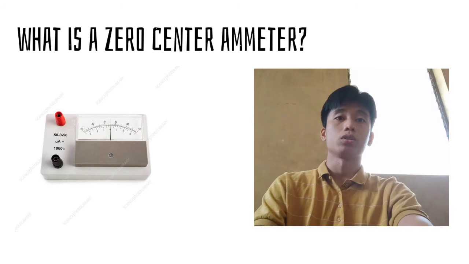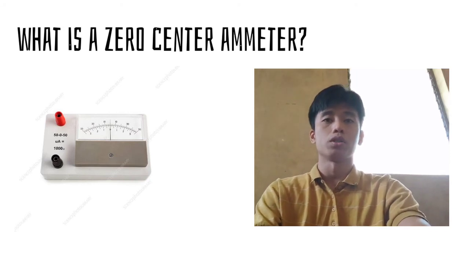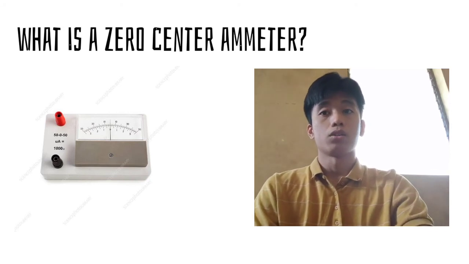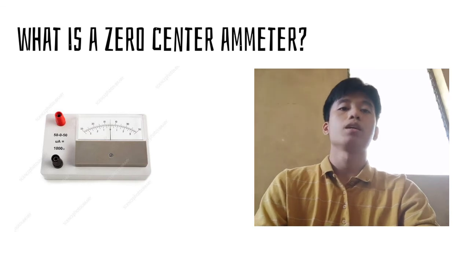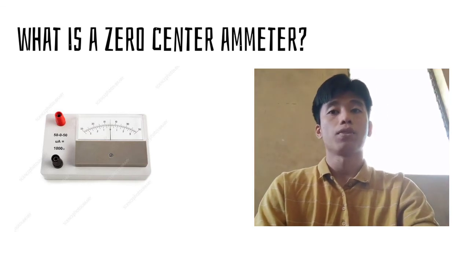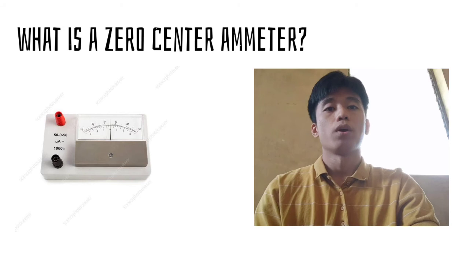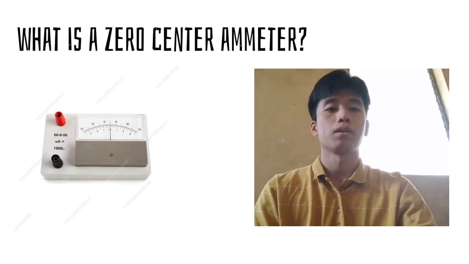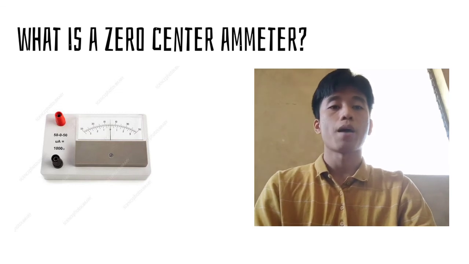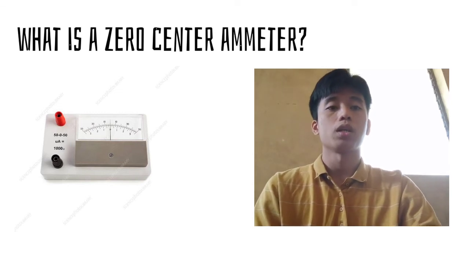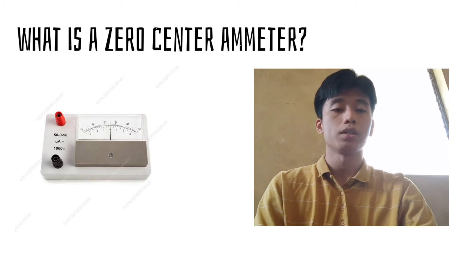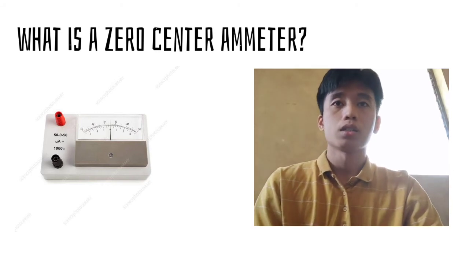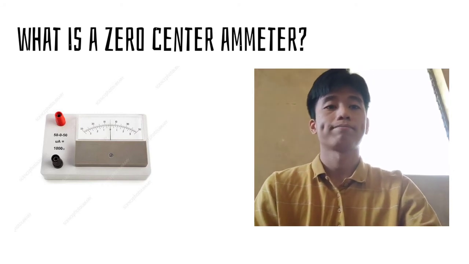Zero center ammeters are used where the voltage needs to be monitored in two directions. They are used along with the battery. In this, the charging of the battery deflects the needle in one direction, while the discharging of the battery deflects the needle in the opposite direction. Now, zero center ammeters are generally used in aircraft, as you can see here in the next video on its applications on an aircraft.